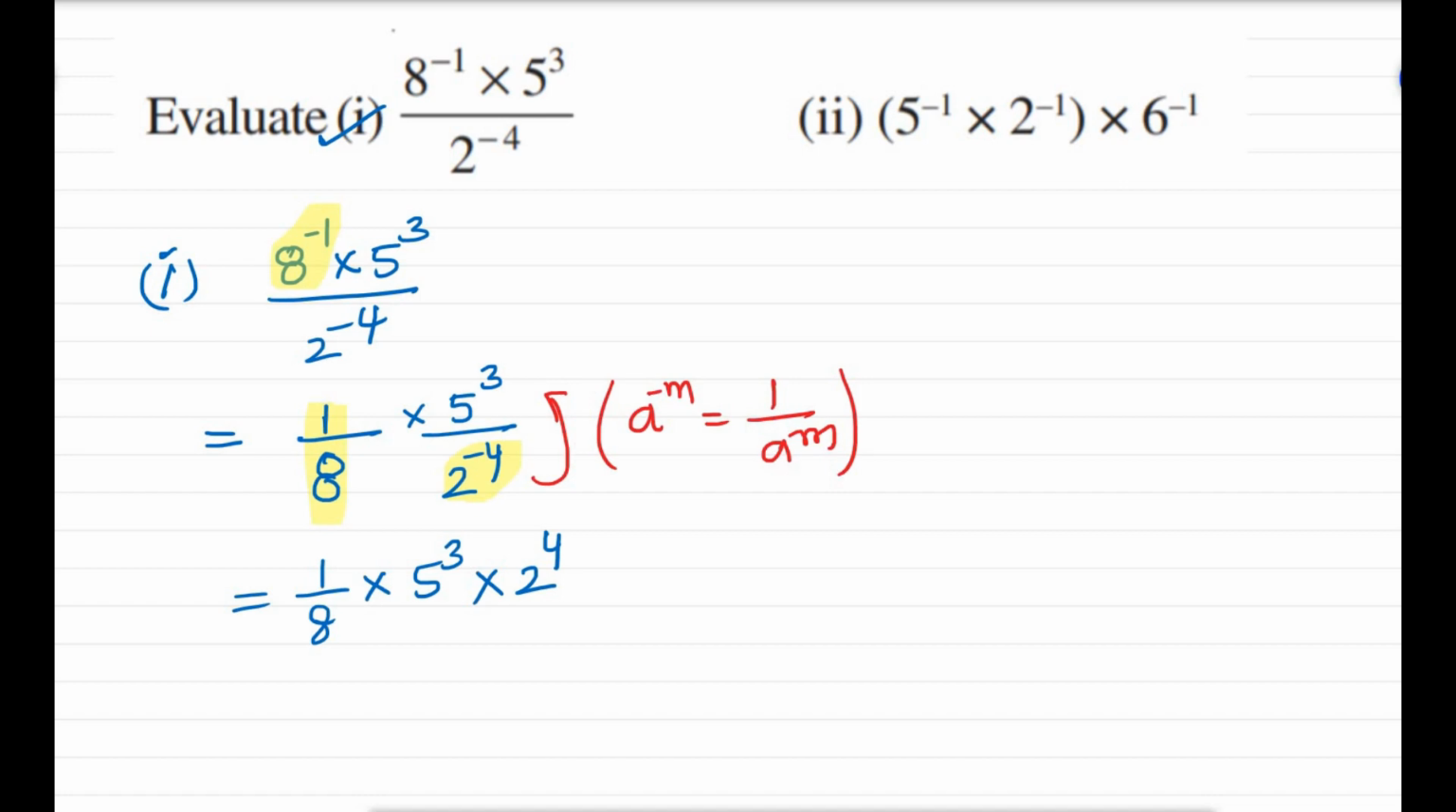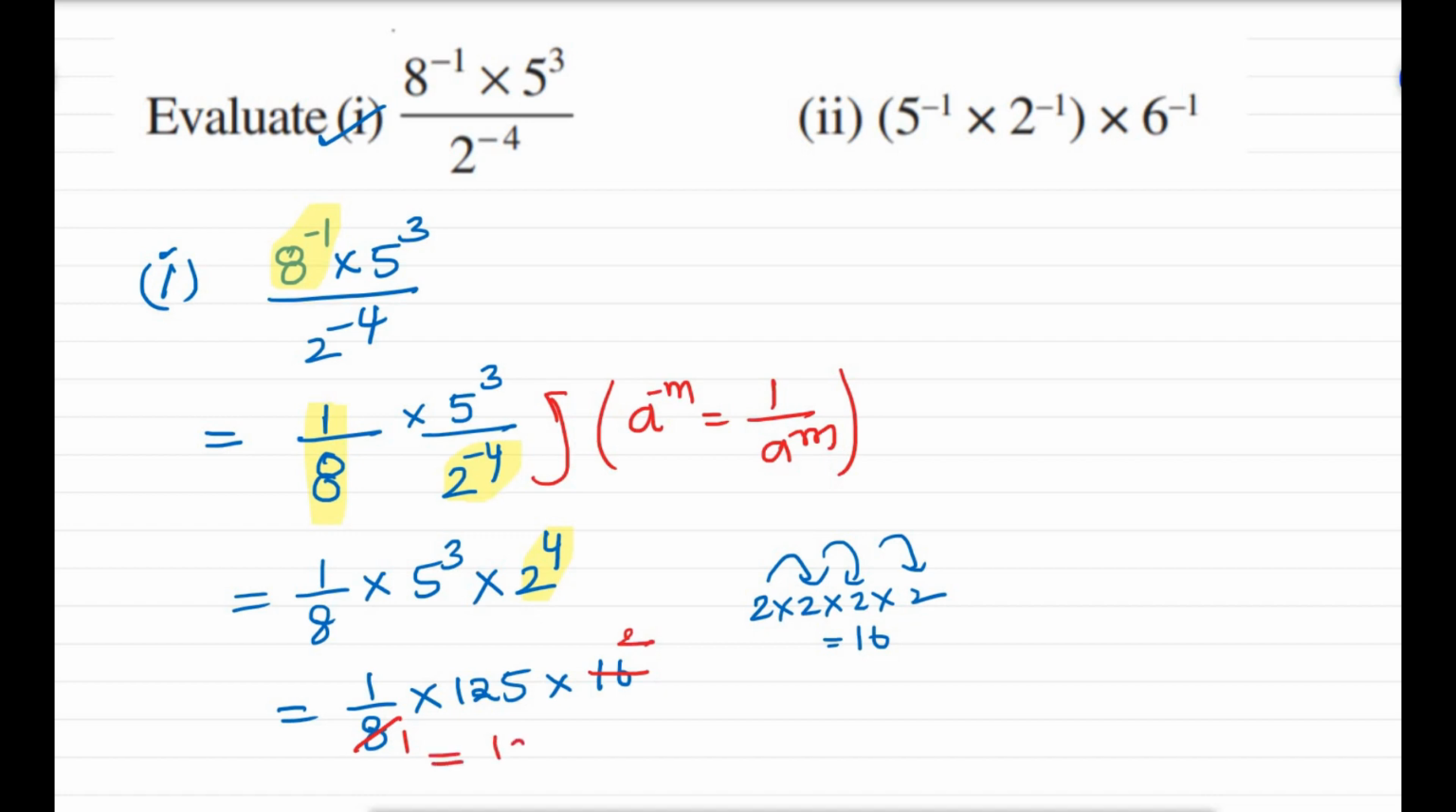So 1 by 8 into 5 to the power of 3, which is 125, into 2 to the power of 4. 2 times 2 is 4, 4 times 2 is 8, 8 times 2 is 16. So write 16 here. Now do cancellation: 8 times 1 and 8 times 2. What is remaining is 125 times 2. So simplify that and get the answer as 250. This is our final answer.